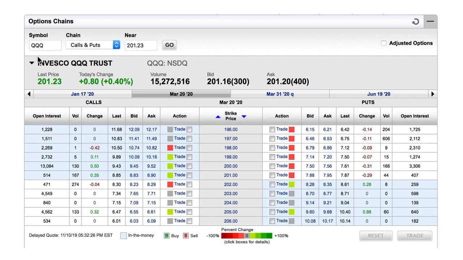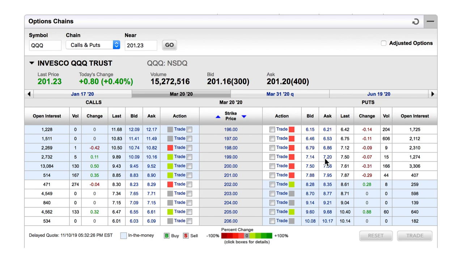We look at something like the Qs and say you decide that the Qs is going down. You are going to look at, for our example, the $199 strike price. Every dollar is a strike price in the Qs. Again, that represents a NASDAQ 100. It's an index ETF.